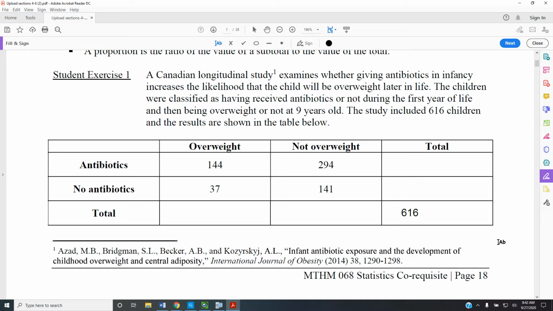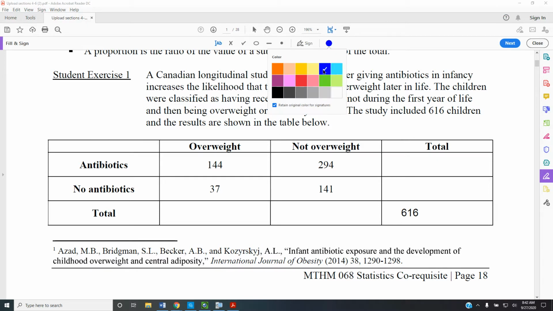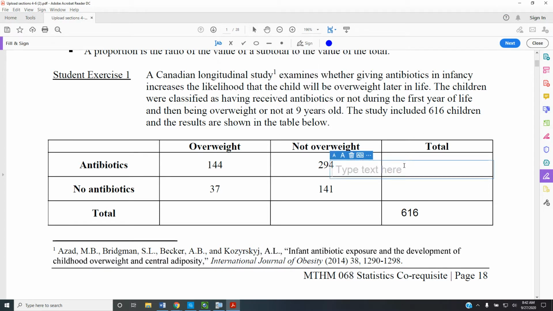Then they've already given us the data for who's overweight, who's not overweight, who was on antibiotics, and who was not on antibiotics. I'm going to change my color so it stands out a little bit more for you. So we now know that we're going to take 37 and we're going to add to it 141. And when we sum those two things, we're going to get 178. For that first total of non-antibiotic, we're going to have 178.